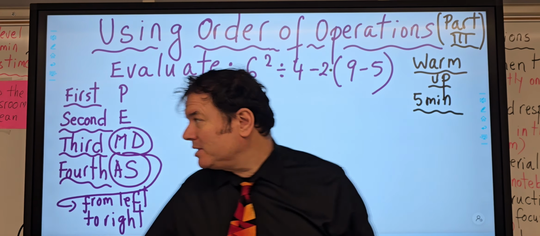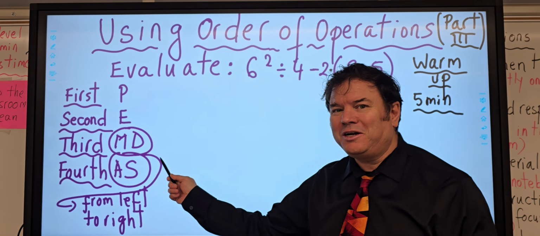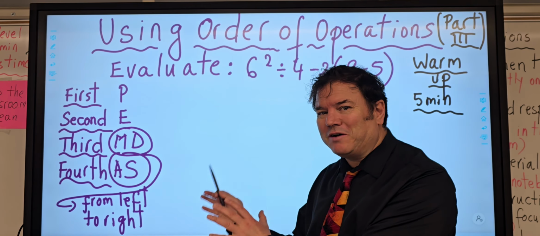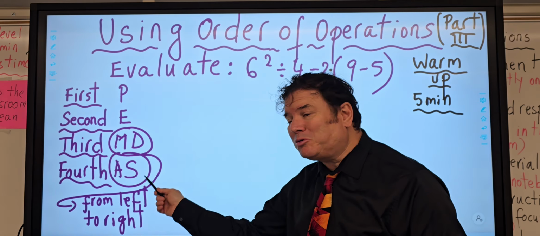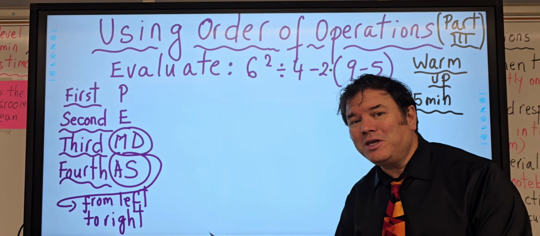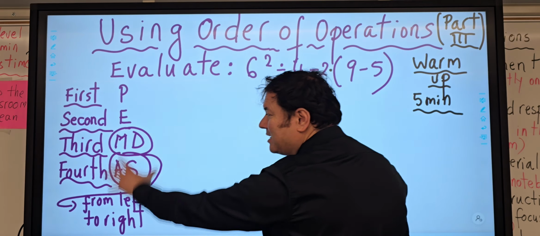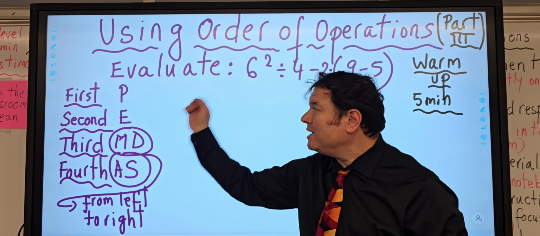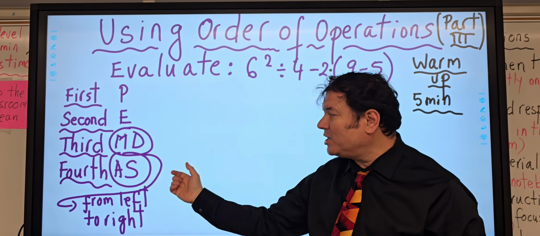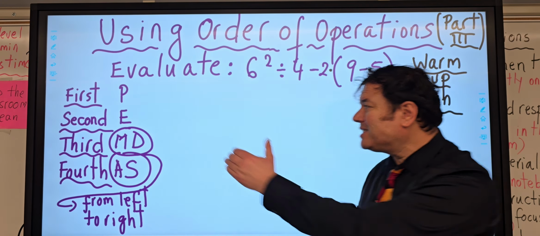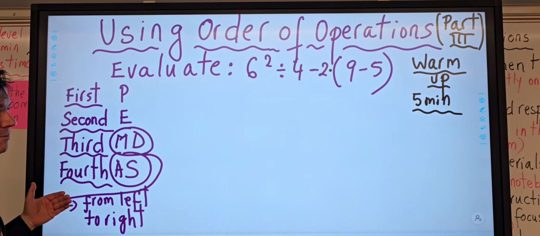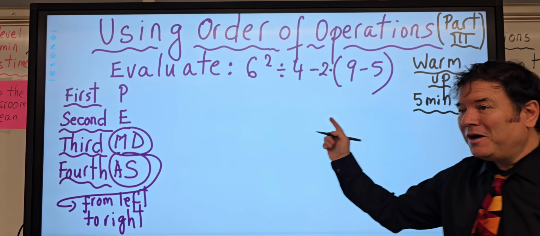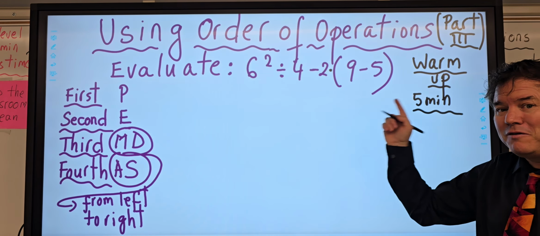Today I put the multiplication and division next to each other because we are doing it from left to right, whichever comes first, and then I put the addition and subtraction next to each other because, again, we are doing it from left to right. We have to use first the parentheses, and then exponents, and then multiplication and division, and then addition and subtraction. This is an internationally recognized acronym. They are using it all over the world to solve these order of operation problems.